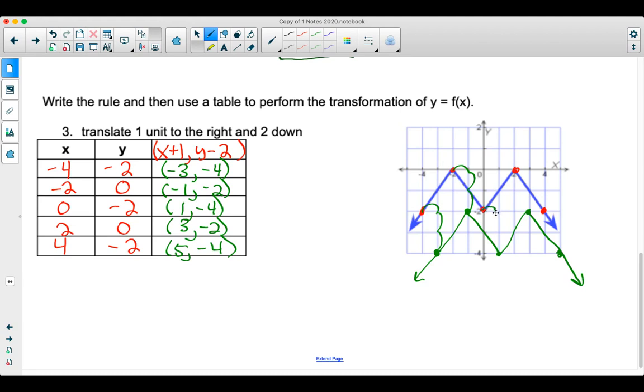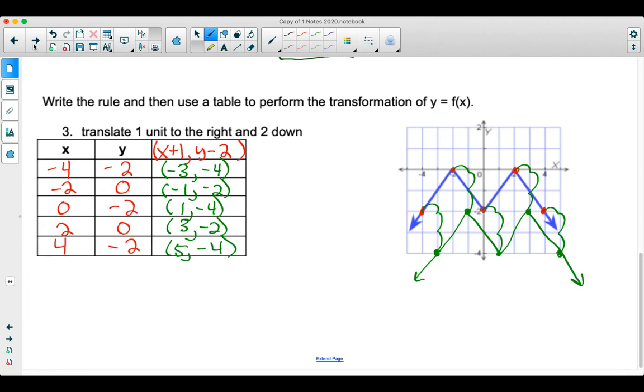Good. 1 to the right, 2 down. Perfect. That one worked too. Okay? So you can do it visually. If we do have more complicated figures, a lot of times it's easier to try and do it in a table like this and organize it that way.